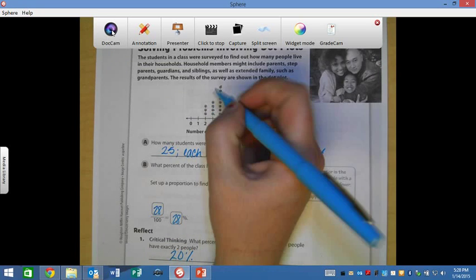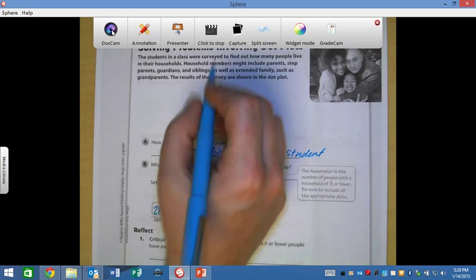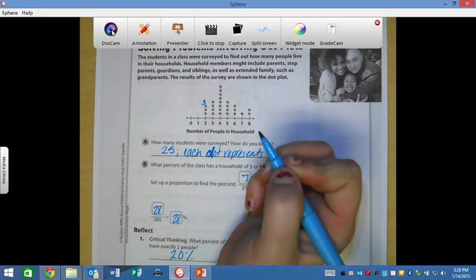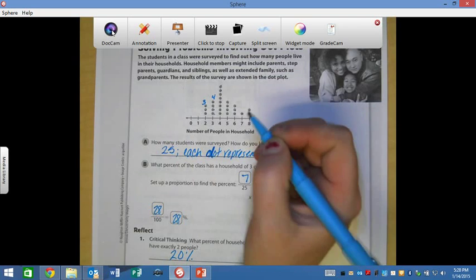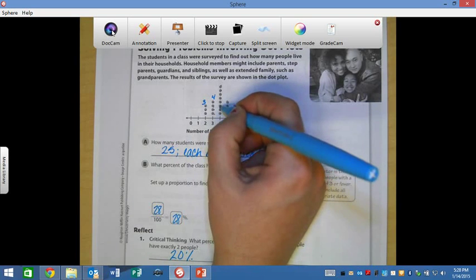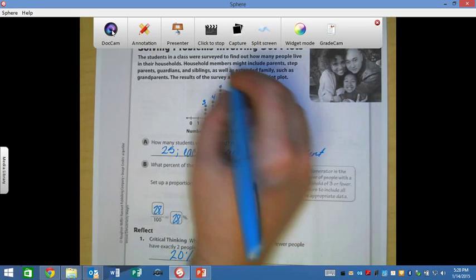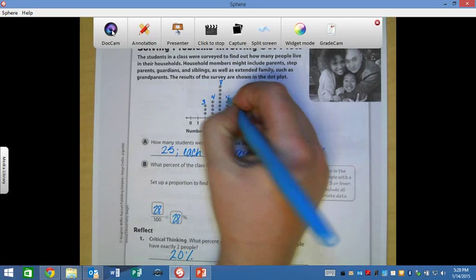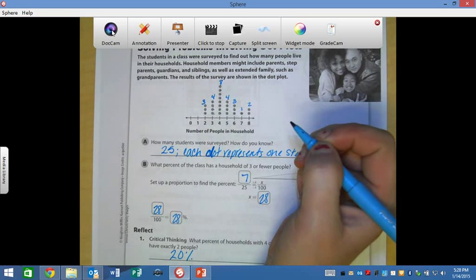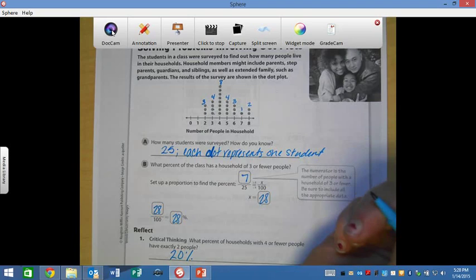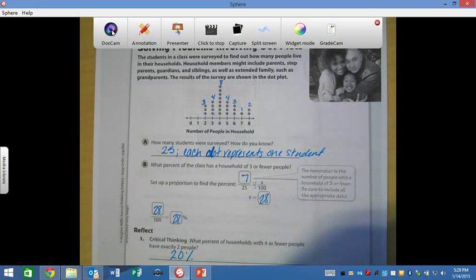So for 2, I would go 1, 2, 3, and I put a 3 right above. For 3, 1, 2, 3, 4. Okay, so we have 7 total at this point. Then we have 1, 2, 3, 4, 5, 6, 7, 8. And 4 again, 3, 1, and 2. So now at this point, whenever I go to analyze it, it will be a lot easier because I have numbers instead of dots to look at. So when you add everything up or count the dots, you will end up having 25 students.